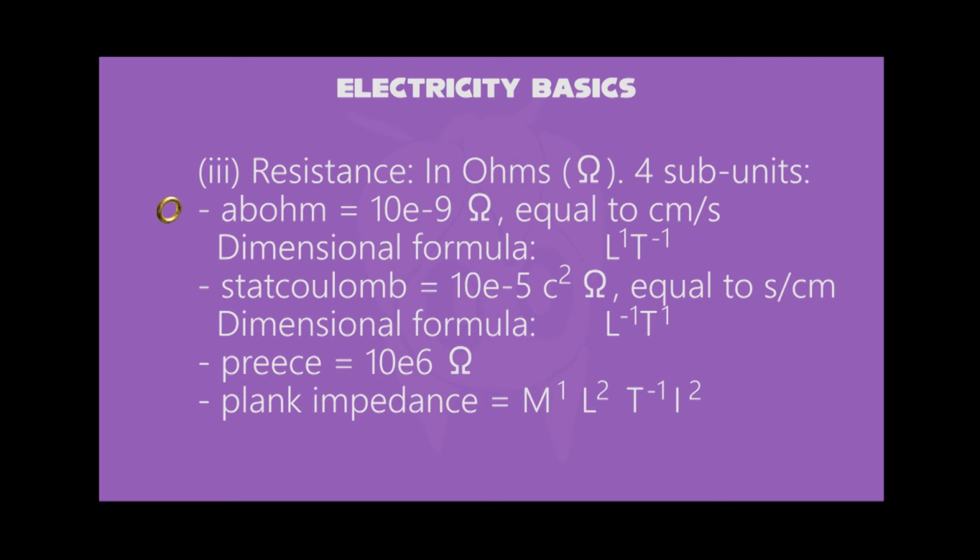There are 4 subunits of ohms, following its parameters. A statohm, equal to centimeter per second, its dimensional formula is L with exponent 1 and T with exponent -1. Its subunit is equal to 10 to the -9th ohms. Then abohm, equal to second per centimeter, its dimensional formula is L with exponent -1 and T with exponent 1. Its subunit is equal to 10 to the -5th times c squared ohms, where c represents the speed of light. Then the megohm, equal to 10 to the 6th ohms. And finally, Planck impedance, Planck length times Planck mass per Planck time per Planck charge squared.